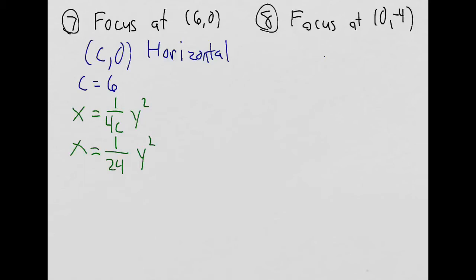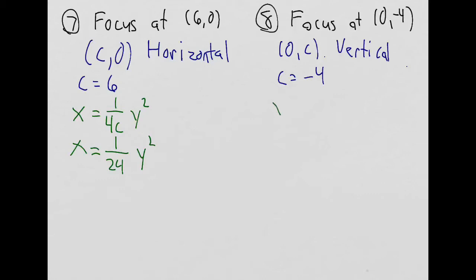Okay? Let's look at this other one, number 8 right now. So this one, look where there is the non-zero. The non-zero is in the y position. Well, that means it's going to be a vertical parabola because we're in this pattern right here. It's a 0C pattern, which means it's vertical. Which also means that our c is -4.